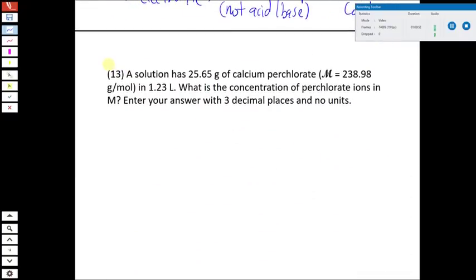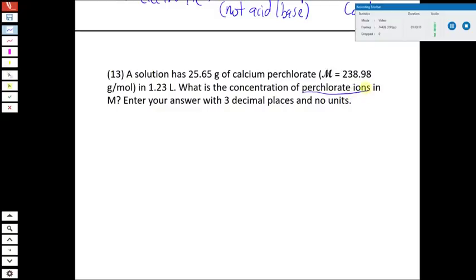All right, so this one is another sort of mole conversion, but this time dealing with an aqueous solution. So it has some similarities to one of the earlier problems we did. So here we have a solution where we take 25.65 grams of calcium perchlorate. We dissolve it in 1.23 liters of solution, and we want to know what is the concentration of perchlorate ions.